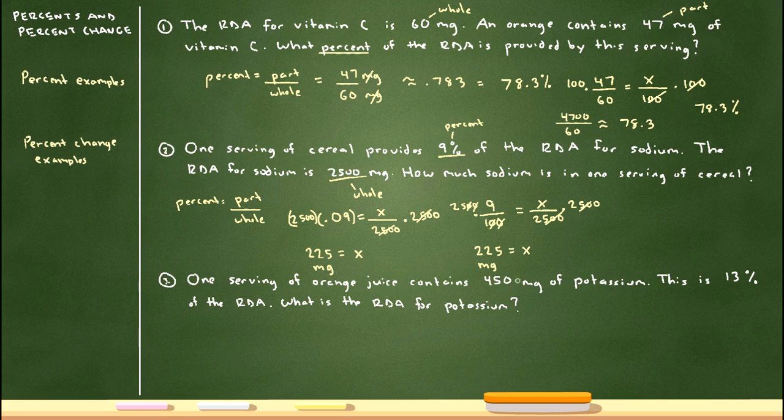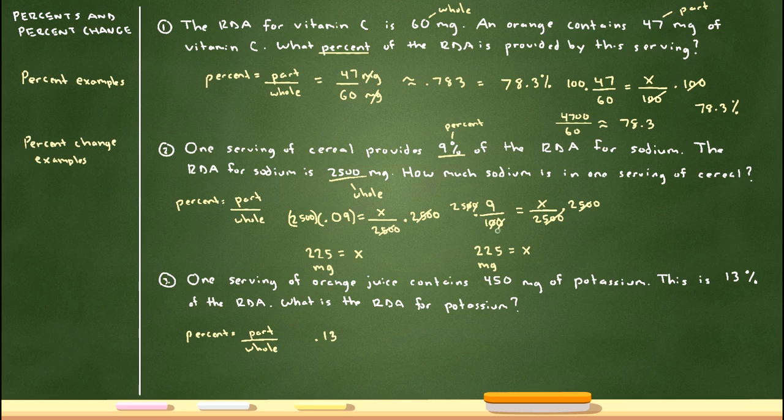So if this is only 13%, we should imagine maybe the recommended daily allowance is approximately 8 times more than this. But let's go ahead and use our equation and see if we get something that makes sense here. So percent is, again, the part over the whole. So let's see if we could apply this now. We're given a percentage, 13%. So again, this particular equation has to be expressed as a decimal.